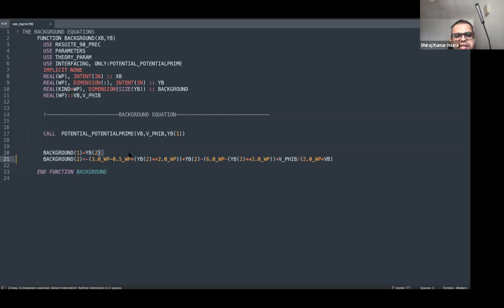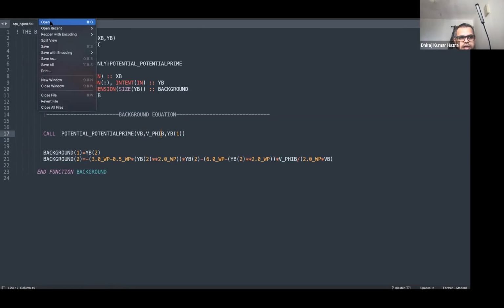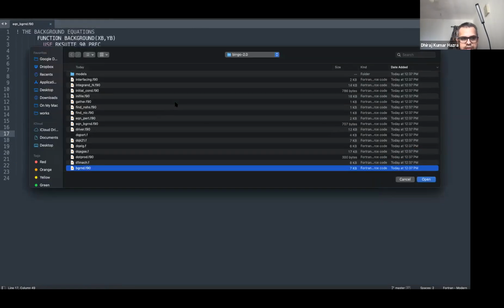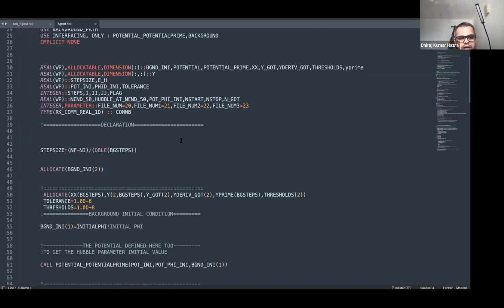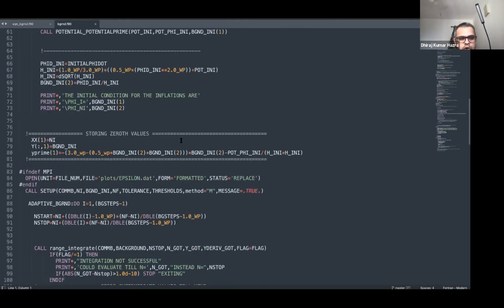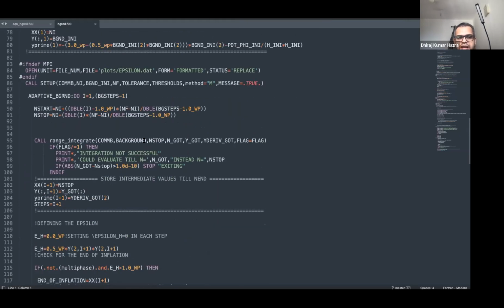Okay, so it is just the two background equations. You know it is a second order differential equation, so you can break it into two first order differential equations, and it is written in N. Okay, so as you can see, for different phi values, it calls this potential and potential prime. This B means background, V and phi B, and we are able to solve it. Okay, now let's open background. So we are using RK suite in order to integrate this background equation. For example, here I'm solving that. I'm not going much into the details. Okay, now let's just solve it.